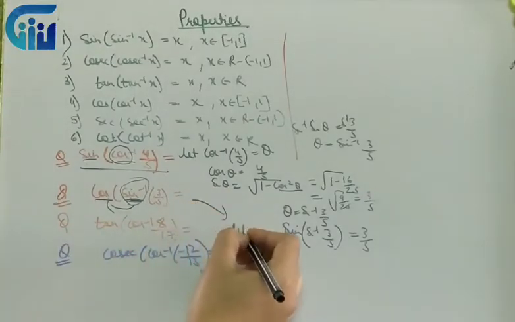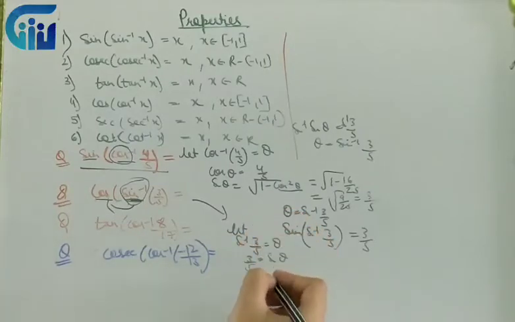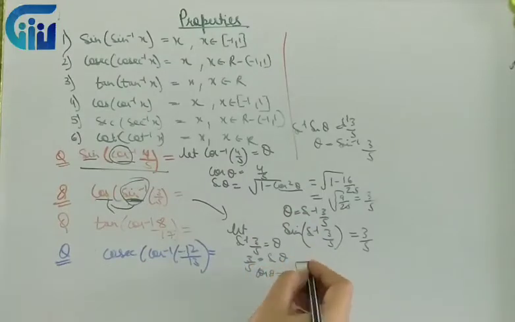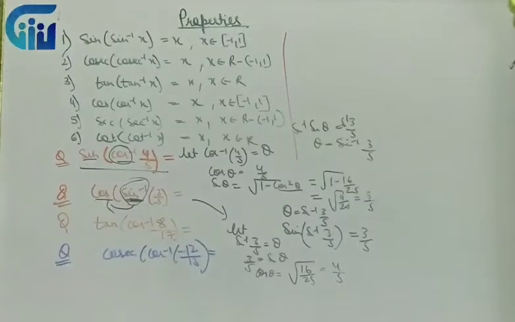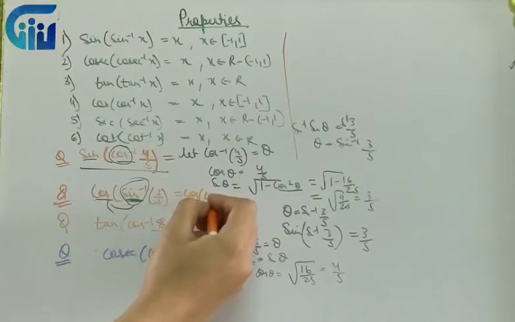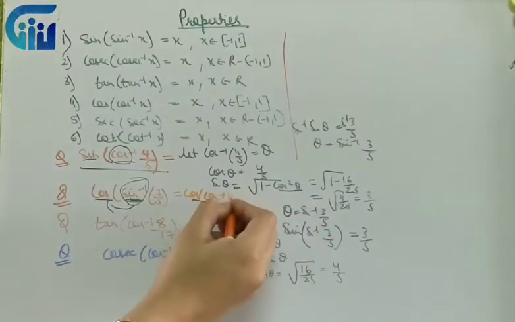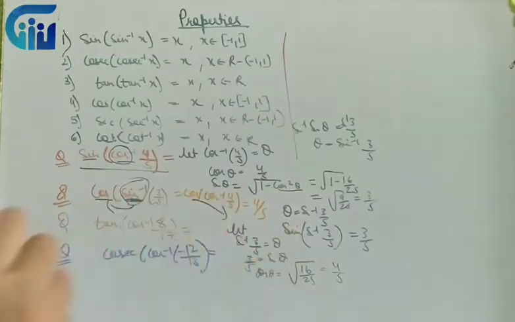We will say let sine inverse 3 by 5 is theta. So 3 by 5 will be sine theta. Again, if I do it in the same way, my cos theta, applying this formula, will be 25 minus 9, which is 16 by 25. So it is 4 by 5. So I can write it over here as cos of cos inverse 4 by 5. So then my answer will be 4 by 5.